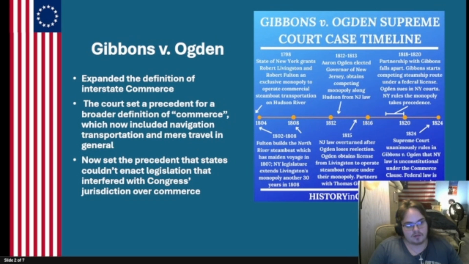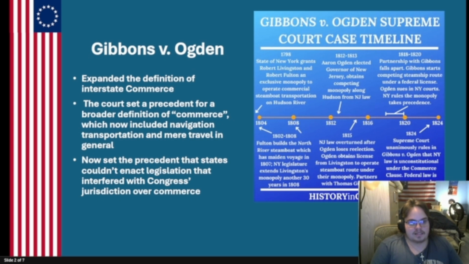Alrighty, mamalukes, let's look at the case of Gibbons v. Ogden. In this case, the facts of the case don't matter too much. They're not really relevant, and it's actually a little confusing. It has to do with a feud between two people, but all you really got to know is that the case has to do with legislation passed by New York that regulated travel.